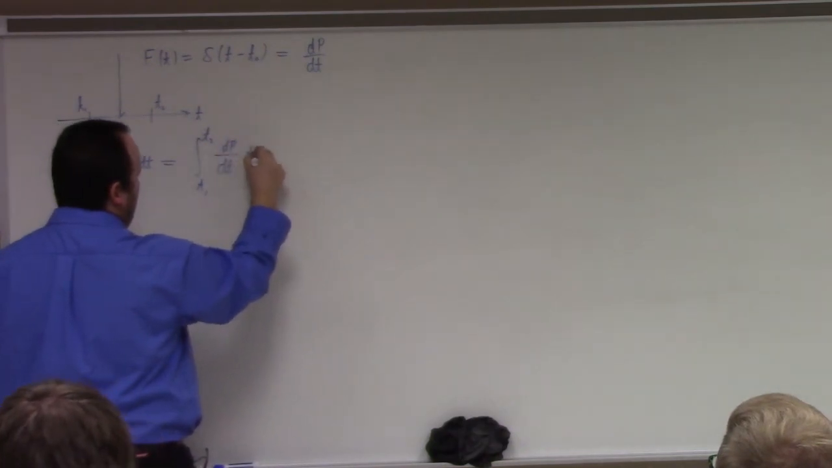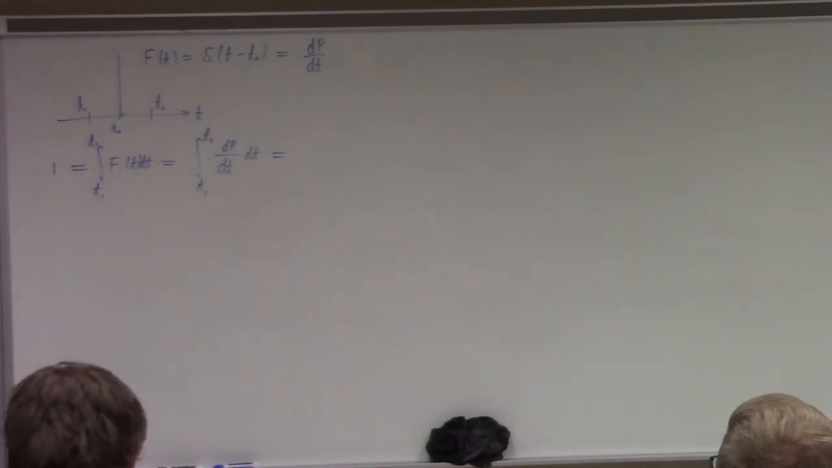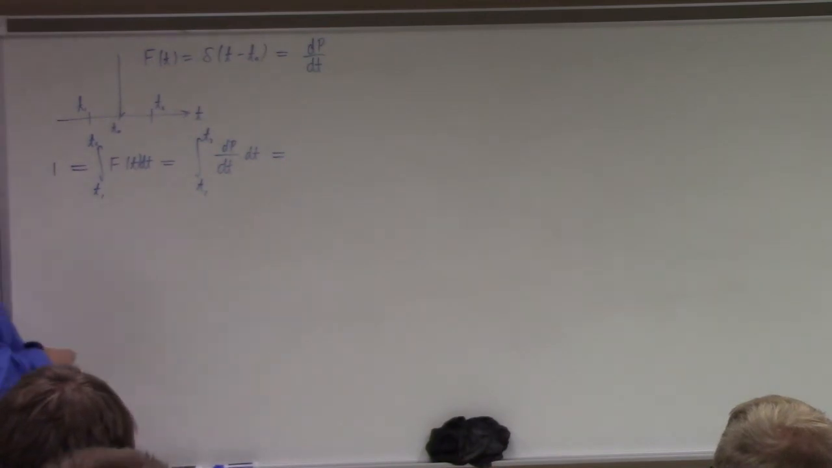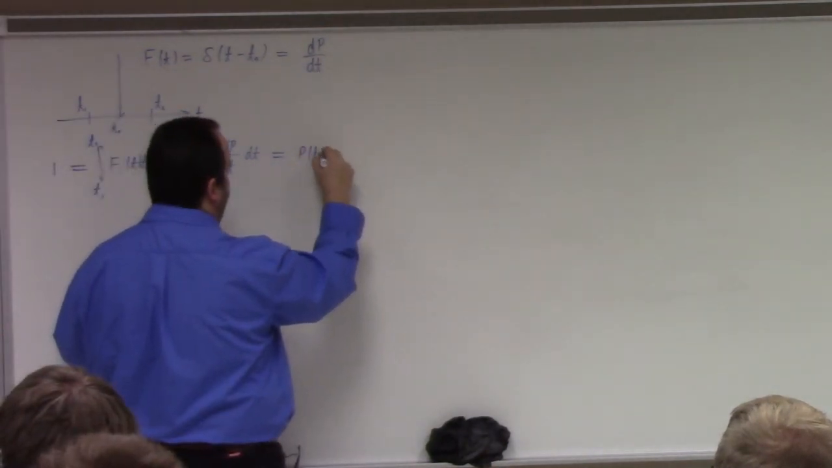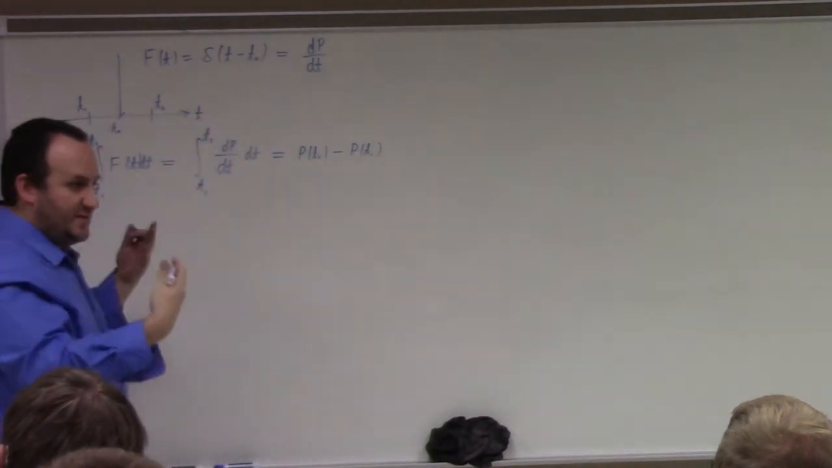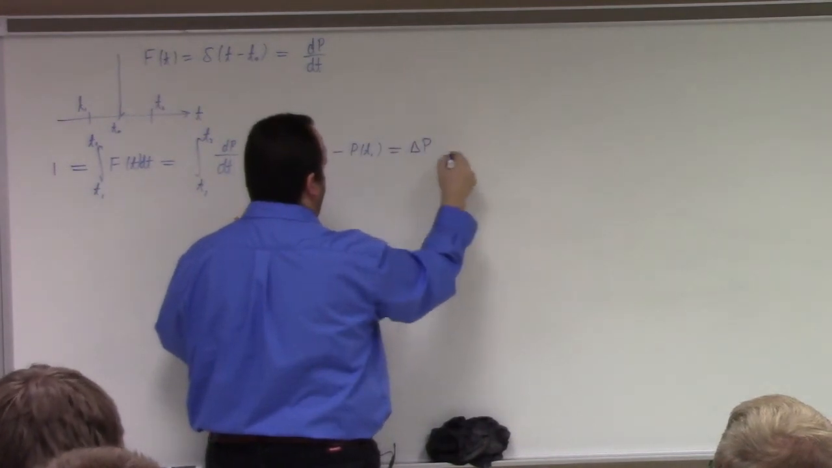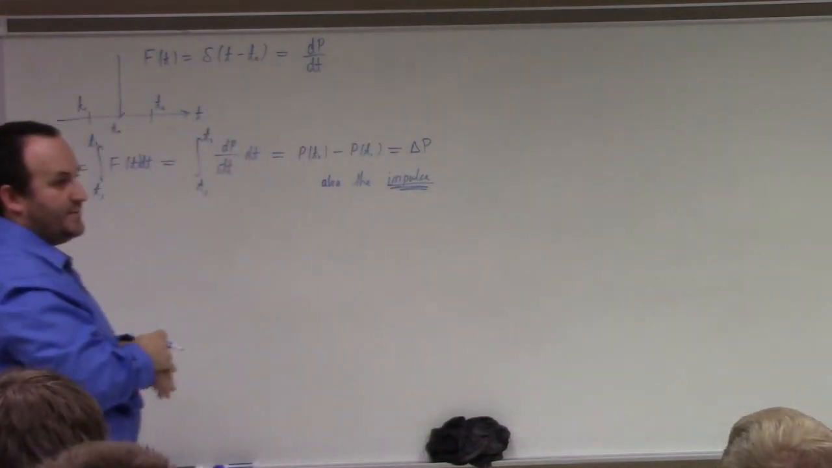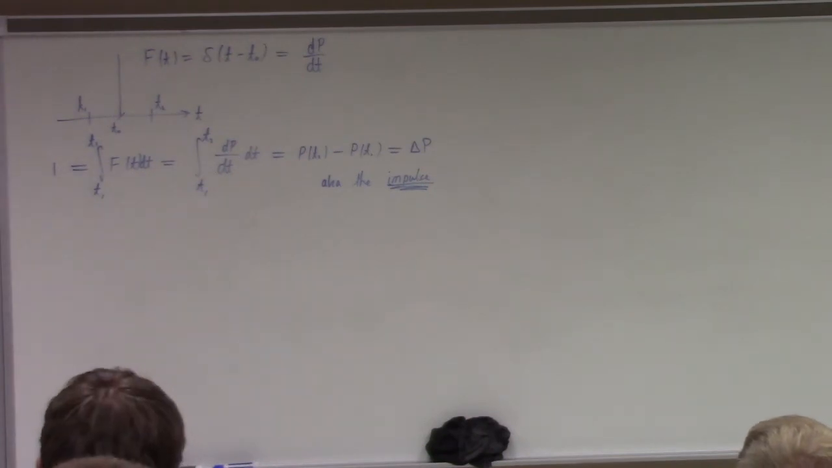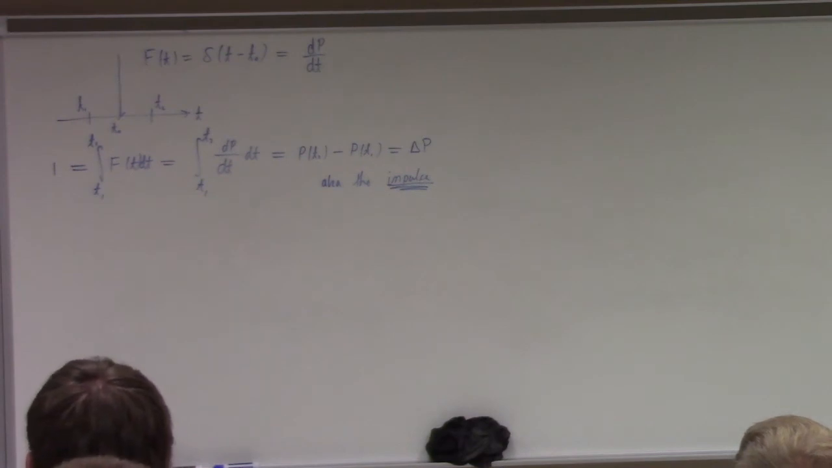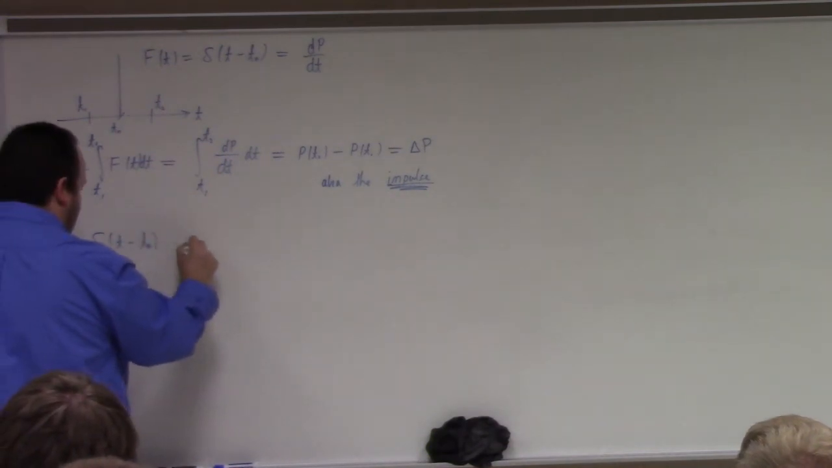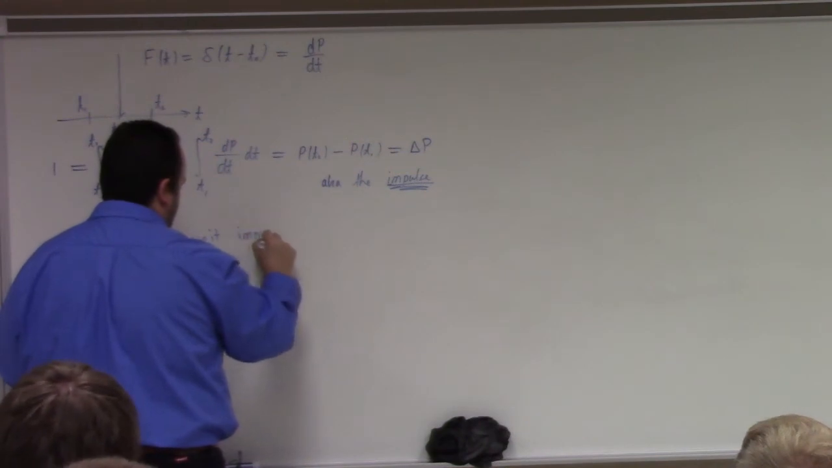So what happens when you integrate dp/dt dt? Calculus 1, right? This is p of t2 minus p of t1. In other words, it's the change in momentum, which we call the impulse. The change in momentum over some finite duration of time is the impulse. And so that's why in this context the Dirac delta function, delta of t minus t naught, is often called the unit impulse function.